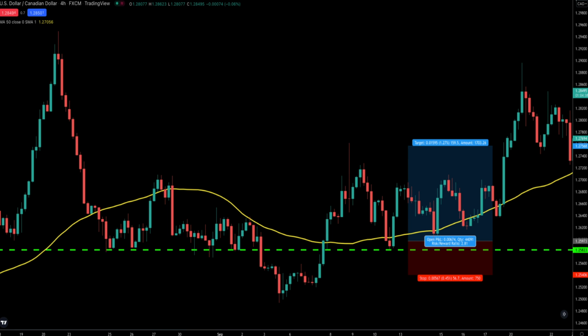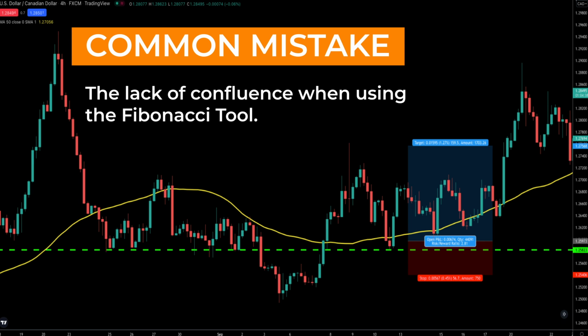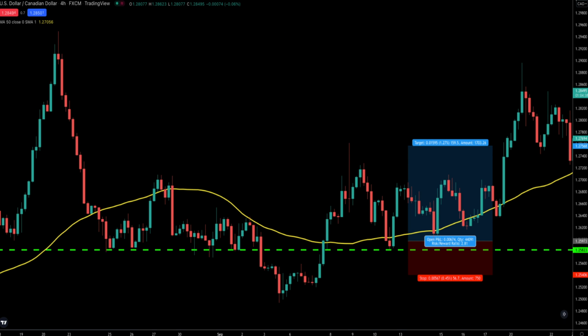Now, what I love most about this strategy is its simplicity. You can easily spot this setup on the charts and execute trades that have a good risk to reward ratio. The common mistake traders make while using the Fibonacci tool is the lack of confluence. Always wait for confirmation before executing your trades. So go ahead and spend some time to backtest this, because the more you do it, the better you understand this setup and the easier it is to spot it in live market conditions.